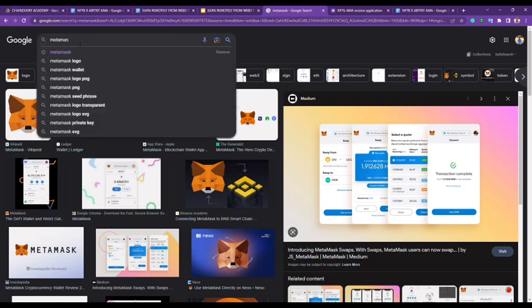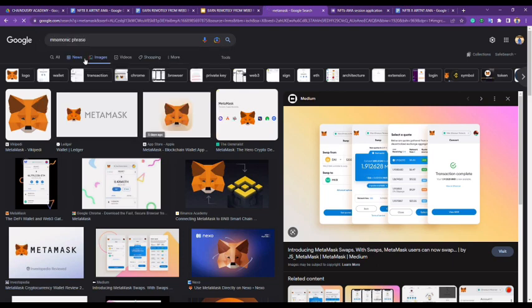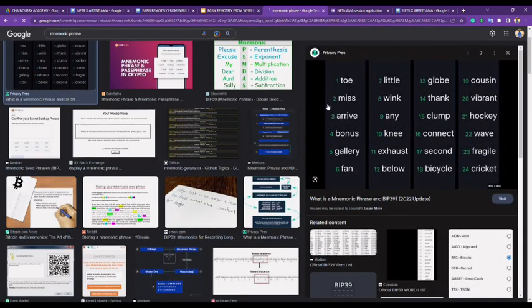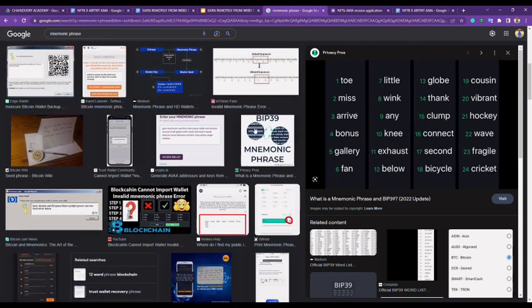Mnemonic phrase, check out images on mnemonic phrase. So they can give you a 12, 14, 16, 24 word phrase, where you have to provide the words in this sequence: number 1, 2, 3. If you provide number 1 and you jump to number 7, you're gonna get screwed. Honestly, you're gonna get screwed. So look at this. This is a typical example.